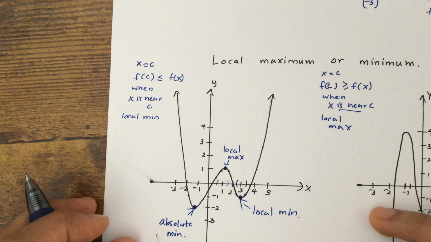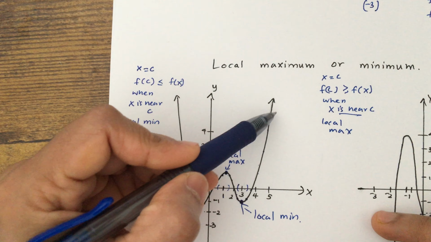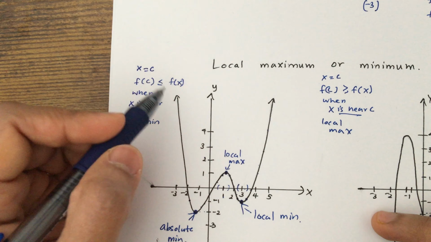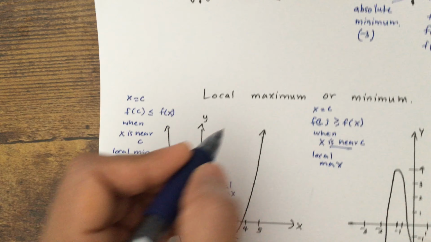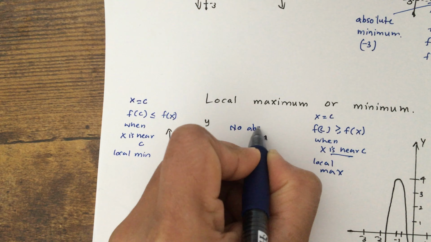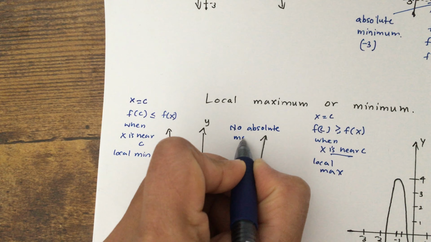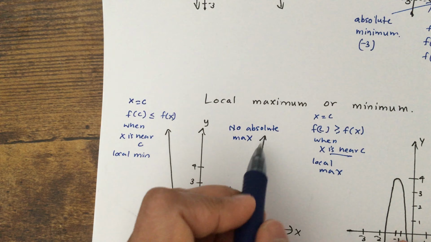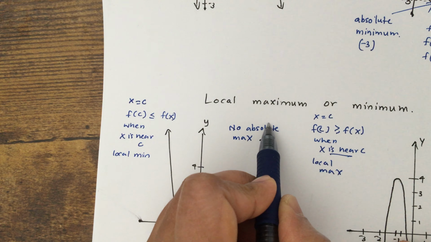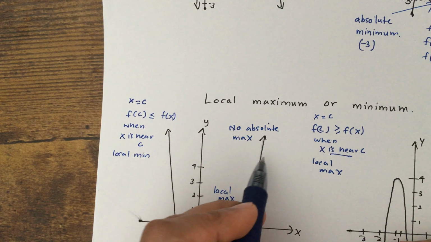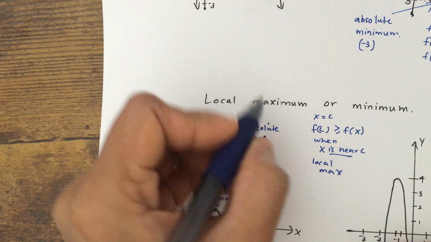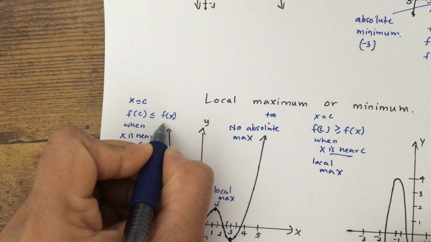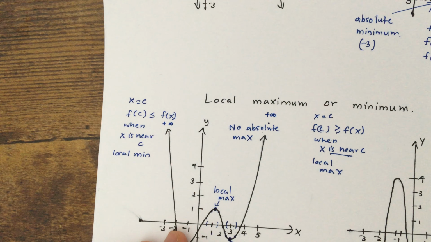So what about the absolute maximum in this case? We don't see any absolute maximum because the function is increasing. So we cannot find an absolute maximum point in this graph, right? So we can say no absolute maximum here, because you can always find some point where the y value is greater than that point's y value. Okay, so this one is increasing up to positive infinity, and this side also goes to positive infinity, so we cannot find an absolute maximum in this graph.